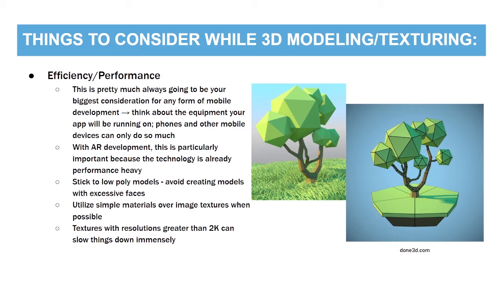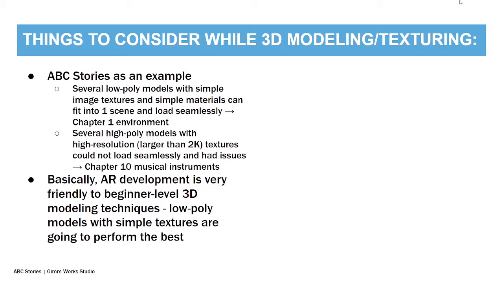Stick to low poly models. Avoid creating models with excessive faces. Utilize simple materials over image textures when possible. Textures with resolutions greater than 2K can seriously slow things down. ABC Stories, one of the apps that we developed here at Boise State University, is a good example of this.